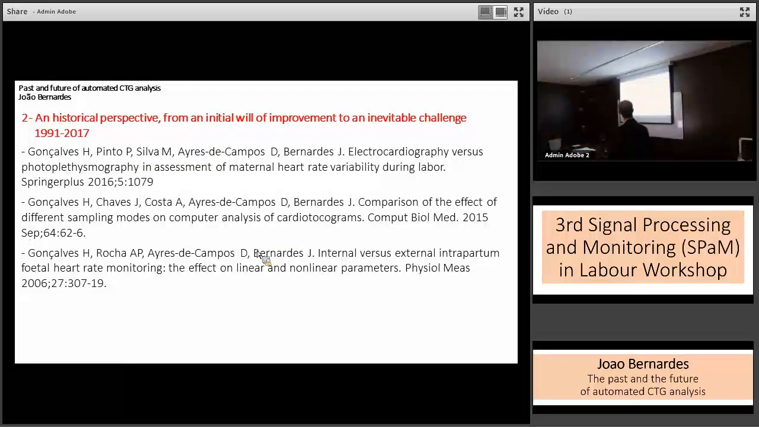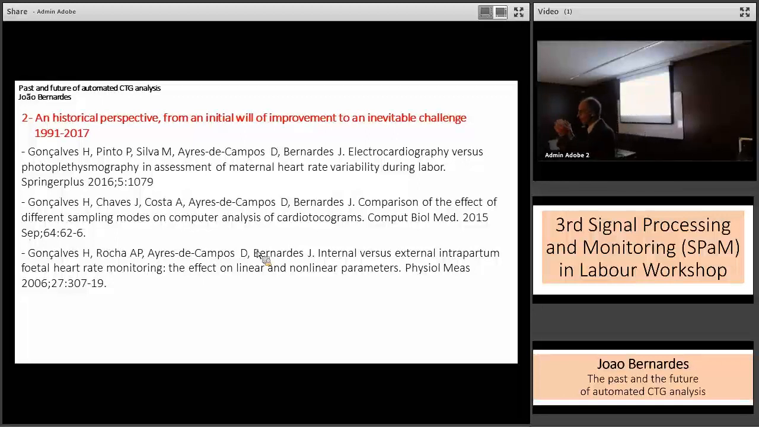Okay, during this time, all of us have done work. Sorry, these are references from our group, but a lot of researchers have kept doing research on signal quality, and we need to progress on signal quality. We still have a lot of signal loss in our CTGs. And a lot of ambiguities.